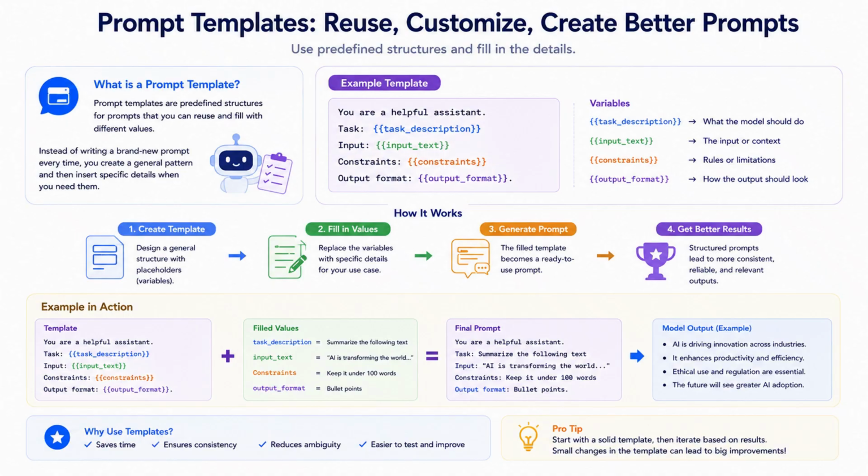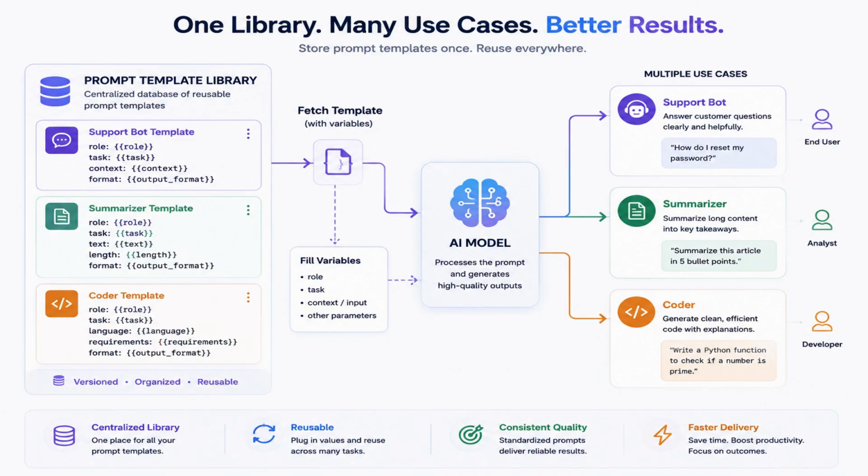You are a helpful assistant, task, task description, input text, constraints, output format. Here, task description, input text, and constraints are variables you swap out depending on the situation. Prompt templates help you keep prompts consistent, reduce mistakes, scale across many tasks, and integrate a prompt into production systems programmatically. For example, a customer support template, a code generation template, a summarization template, or a data extraction template.